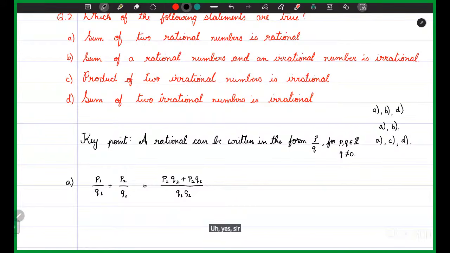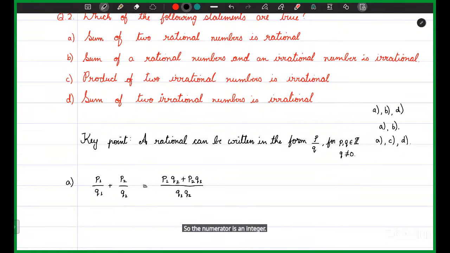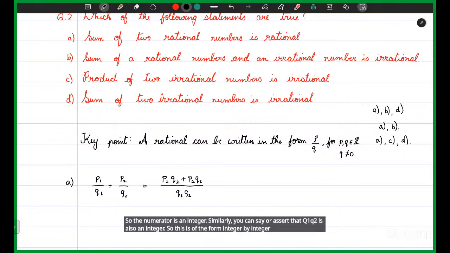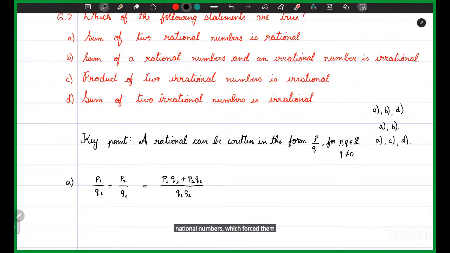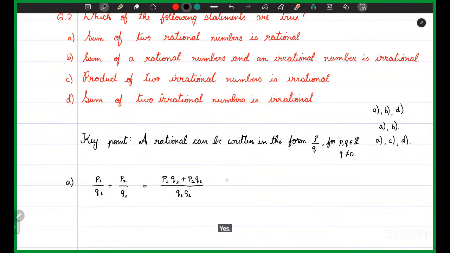Yes, sir, it is an integer, because P1, Q2, P2, Q1 are all integers, and sums and multiples of integers are integers. Similarly, you can assert that Q1 Q2 is also an integer. So this is of the form integer by integer. And we should also make sure that the denominator is not 0. The denominator is not 0 because individually these are rational numbers, which forces them to be not 0. So their product is not 0. So this satisfies all the properties that you require to call something rational.